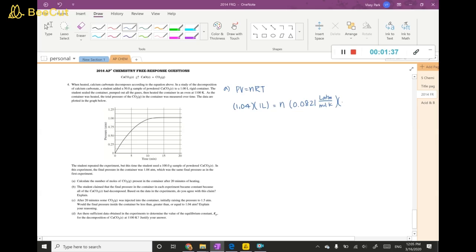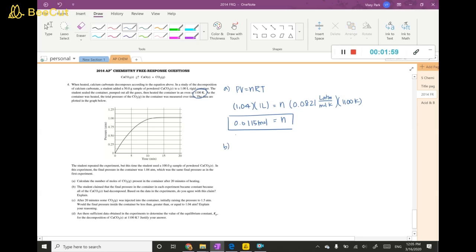And what is the temperature, guys? The temperature is right here, 1100 Kelvin. And if you do the math, you end up with 0.0115 moles of CO2. And that's it. Super easy, right? All right, let's continue with B.